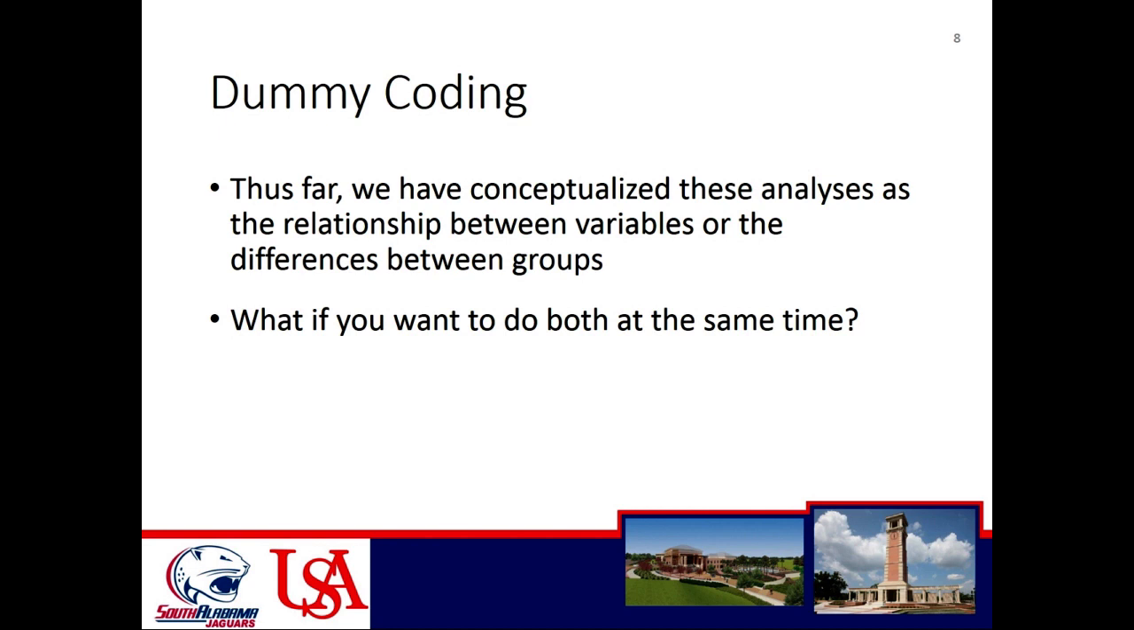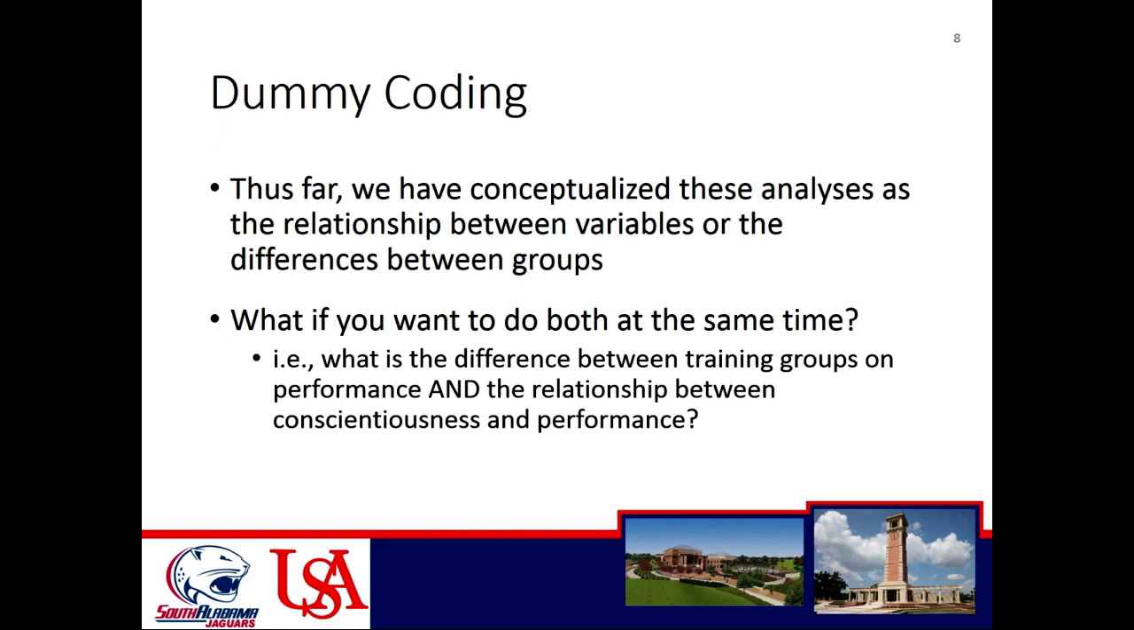However, you might come across instances where you think, what if I want to do both at the same time? What if I want to determine the differences between these groups in my data set, as well as the linear relationship between certain variables at the same time? So for instance, you could ask yourself, what's the difference between training groups on performance, and what's the relationship between conscientiousness and performance? So you could want to determine if there's a difference between training group A and B on performance, as well as, at the same time, whether conscientiousness predicts performance.